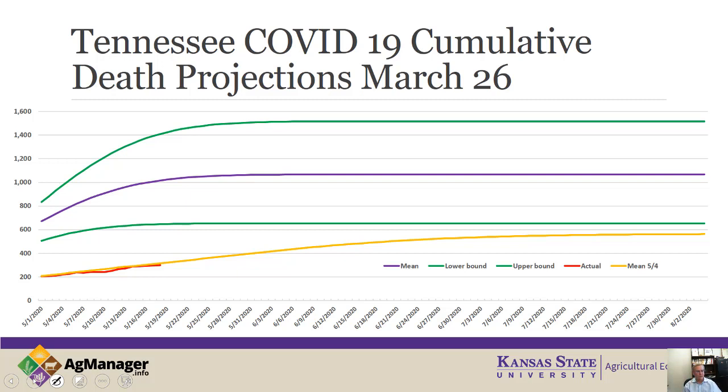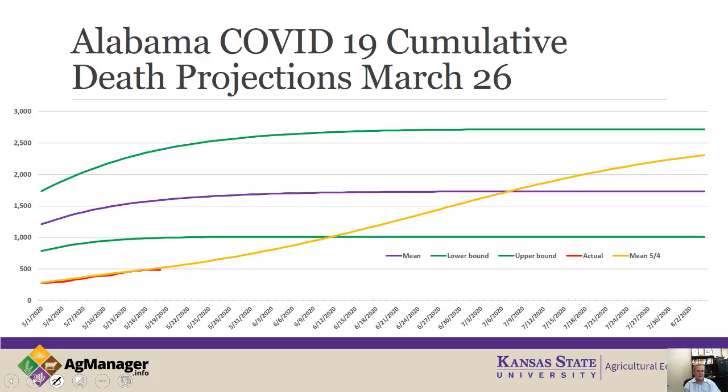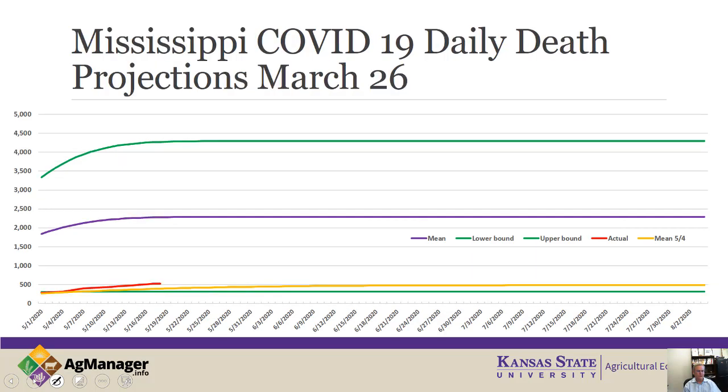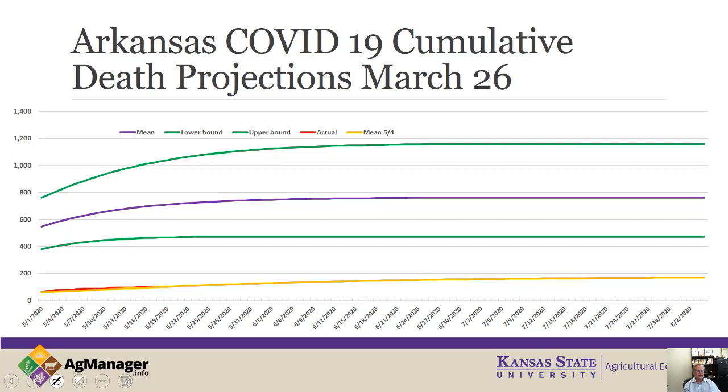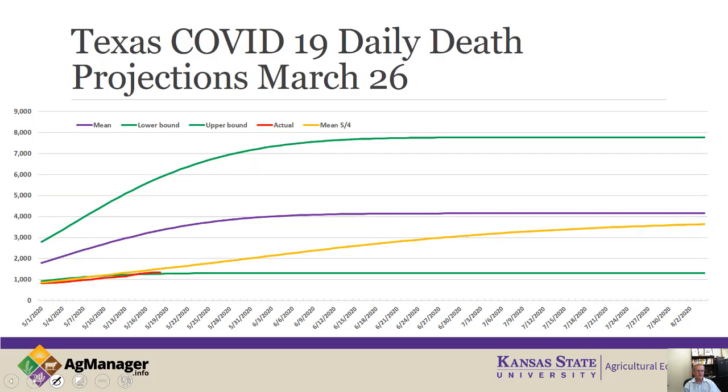Tennessee, another state that's relaxed, again, very close to what the May 4th model predicted, but certainly not a situation where the states have changed drastically on the death rate. Here we have Alabama very close, Mississippi a little bit above the most recent model, Louisiana very close to those model projections. Arkansas is very close to the most recent projections.